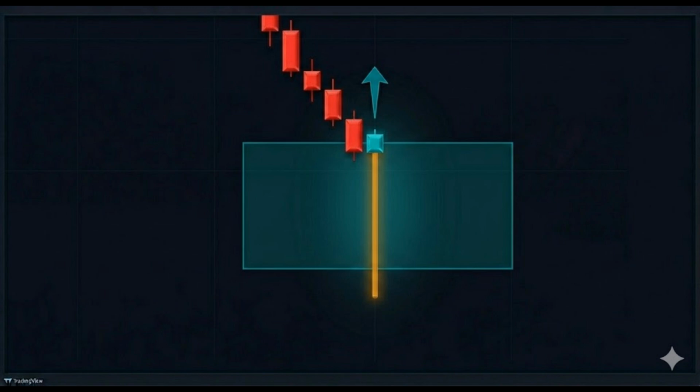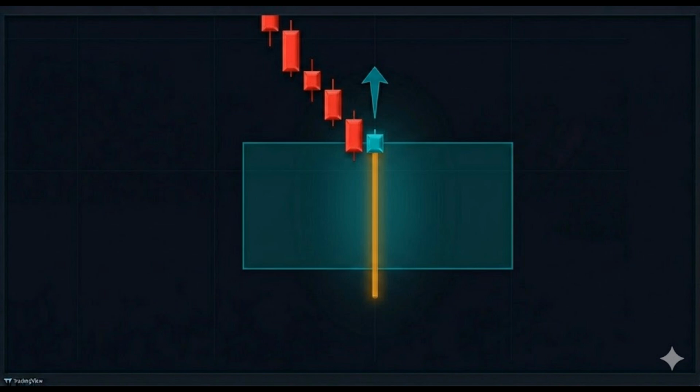I'm now watching the 15-minute chart inside the OB zone. Price has entered the zone. I see one candle forming. It is still open. I do not act on an open candle. I wait. The candle closes.